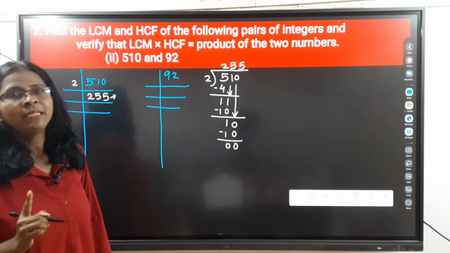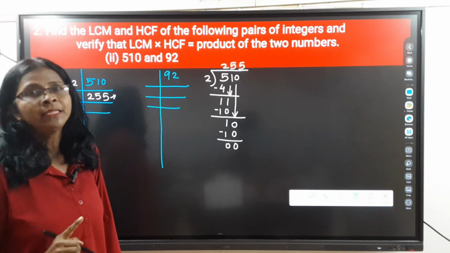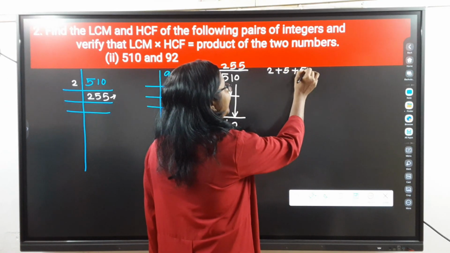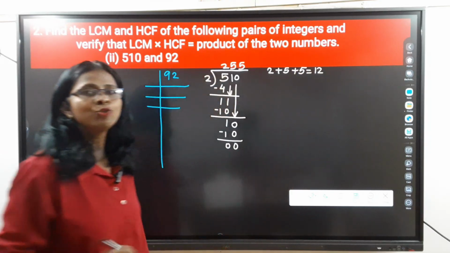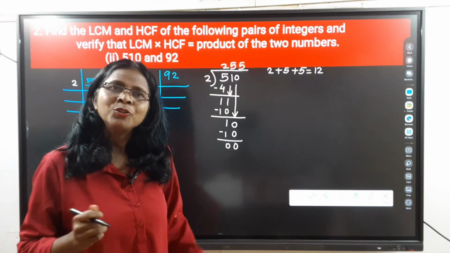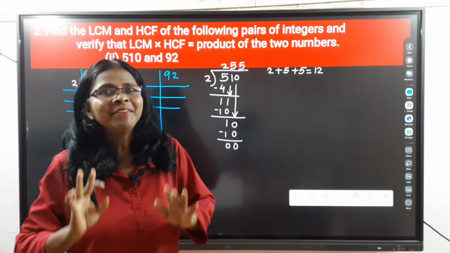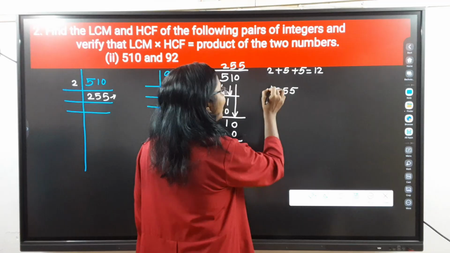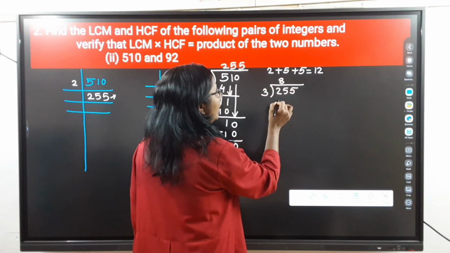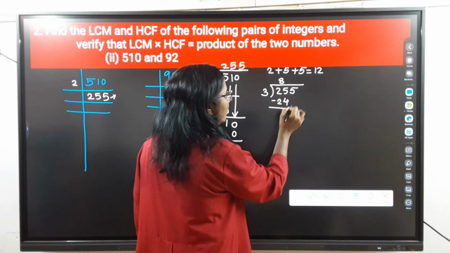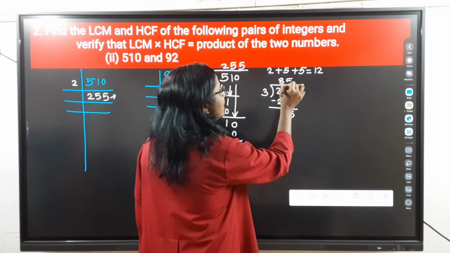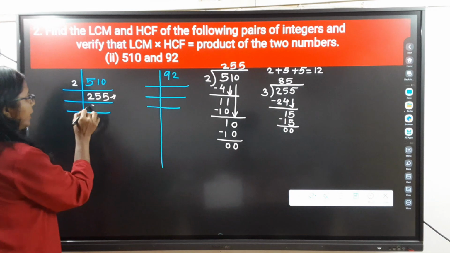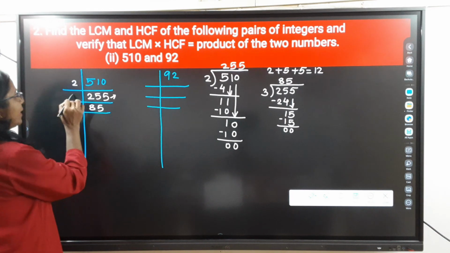So it could be divisible by 3. Why could it be divisible by 3? Because 2 plus 5 plus 5 is equal to 12. So 12 is divisible by 3. That means 255 is automatically divisible by 3. So 255 divided by 3. 3 8s are 24, so here 1, then here 5. So 3 5s are 15. Now we get 85. I write 85 here and 3 here.